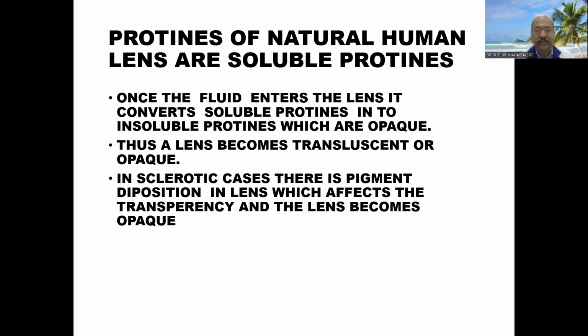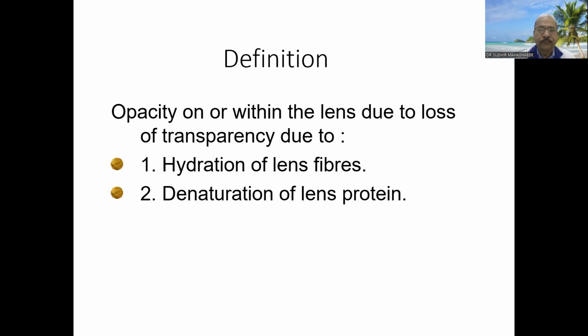In sclerotic cases, there is pigment deposition in the lens, which affects the transparency and the lens becomes opaque. So, there are two mechanisms by which a transparent lens will become opaque. So, by definition, cataract is opacity on or within the lens due to loss of its transparency, which may be because of hydration of lens fibers and denaturation of the lens proteins.